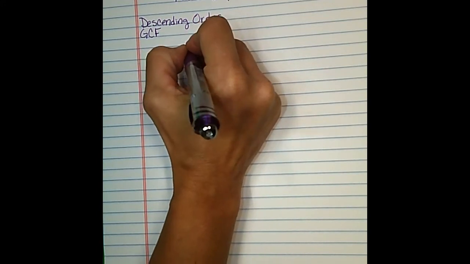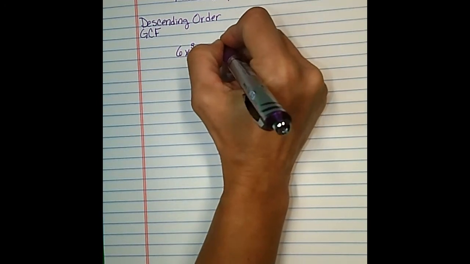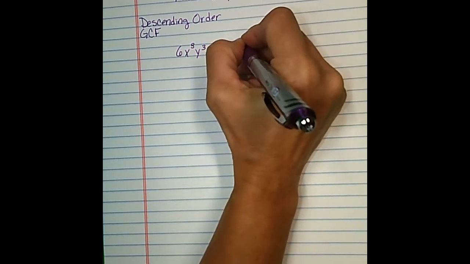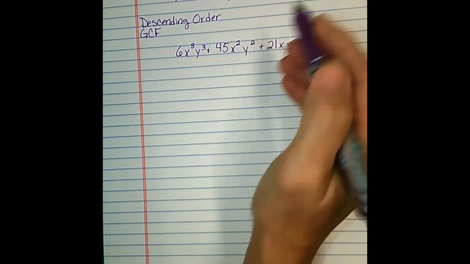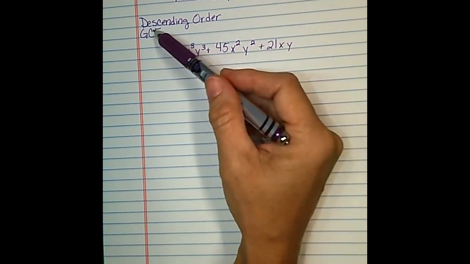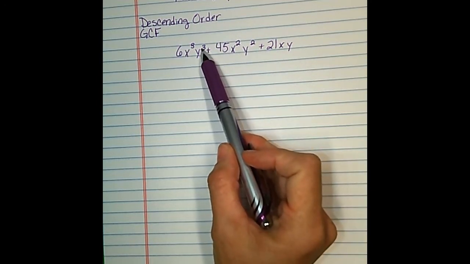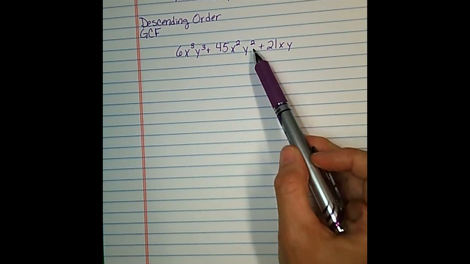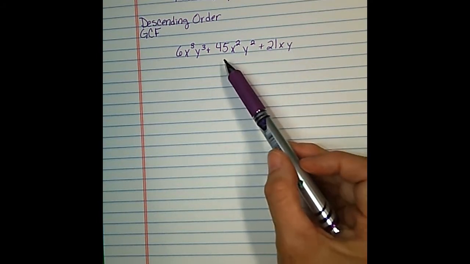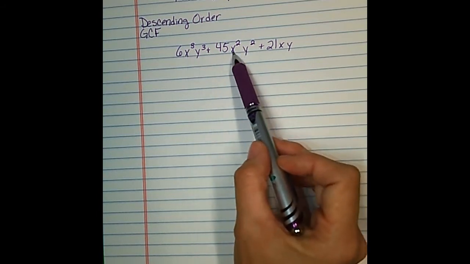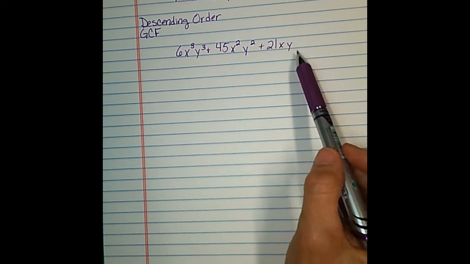It's 6x cubed y cubed plus 45x squared y squared plus 21xy. So when I said descending order, I noticed that this is x cubed, y cubed, this is x squared, y squared, x to the first, y to the first. That's descending order, and it just so happens to work out both variables have the same degree in each term. Doesn't always happen that way.